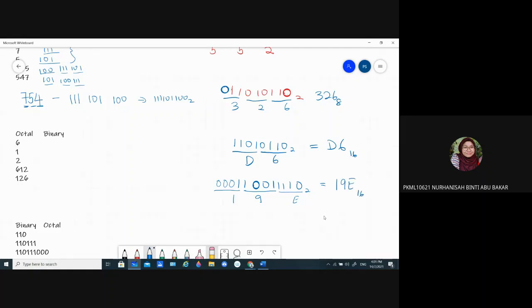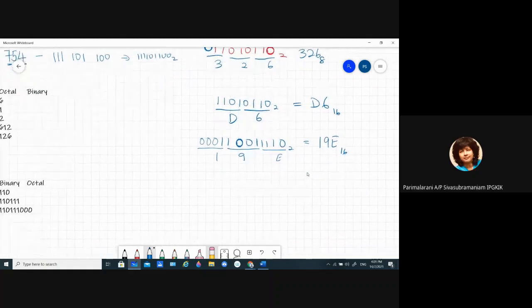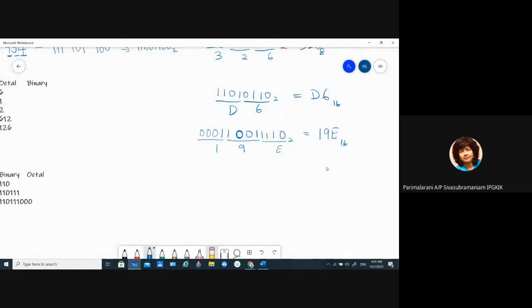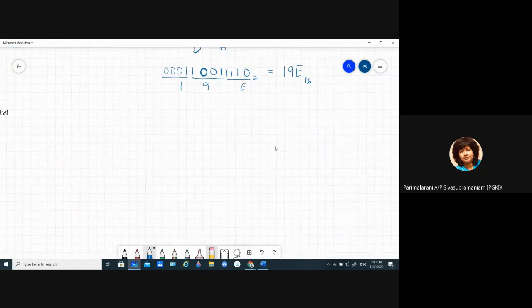So this is how we change from binary to octal or hexadecimal quickly. For octal we group in 3s, for hexadecimal we group in 4s. So if you can change from binary to octal and hexadecimal, you also can change the other way around, correct?